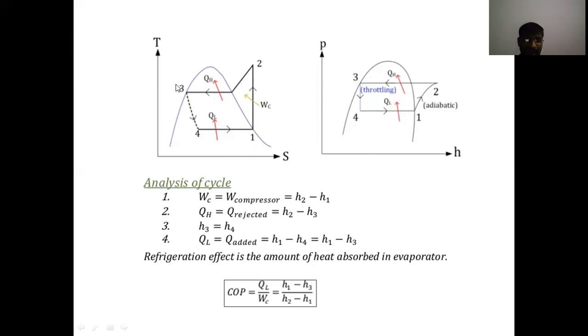Observe this process 3 to 4. Before entering the expansion valve, the condition of the refrigerant is dry saturated liquid. On this line, dry saturated liquid. After leaving the expansion valve, the condition of the refrigerant is the wet region. This is the wet region in between these two lines. So some amount of liquid particles will evaporate and come into the condition of the wet region after the expansion valve. This occurs due to friction between the liquid particles flowing in the expansion valve and the walls of the expansion valve. Clear?